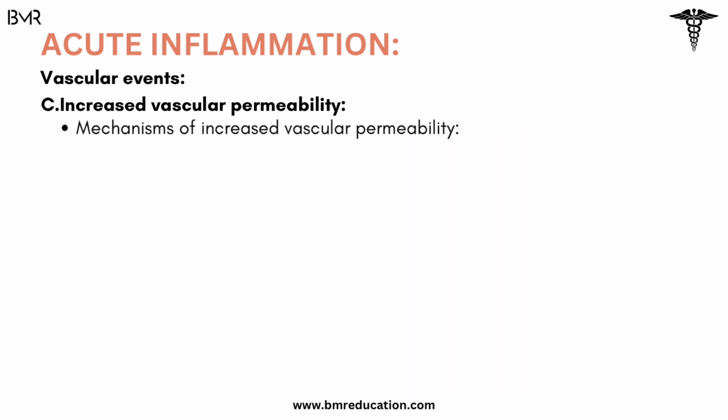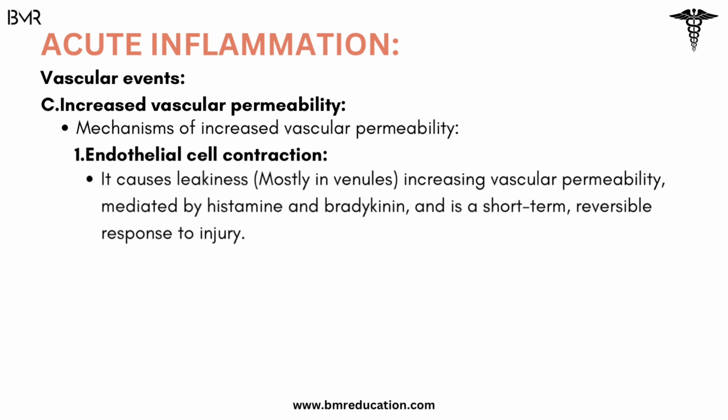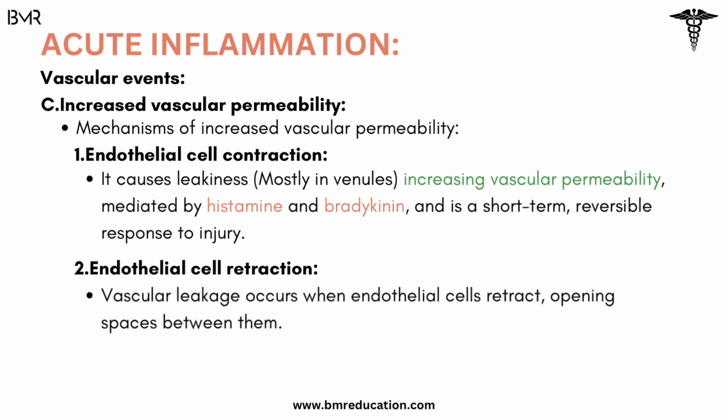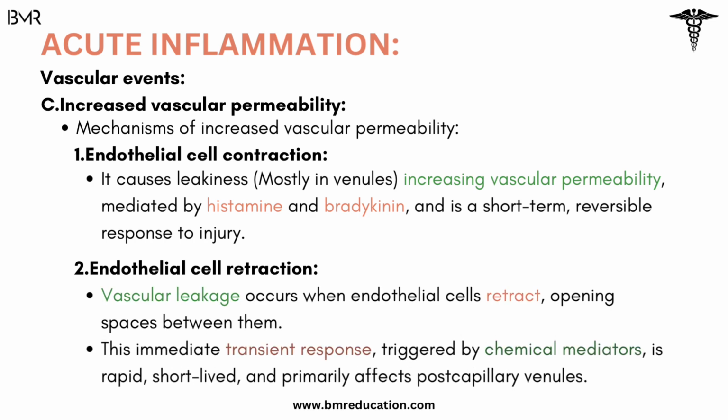The mechanisms of increased vascular permeability include endothelial cell contraction. It causes leakiness, increasing vascular permeability mediated by histamine and bradykinin, and is a short-term, reversible response to injury. Endothelial cell retraction. Vascular leakage occurs when endothelial cells retract, opening spaces between them. This immediate transient response triggered by chemical mediators is rapid, short-lived, and primarily affects post-capillary venules.